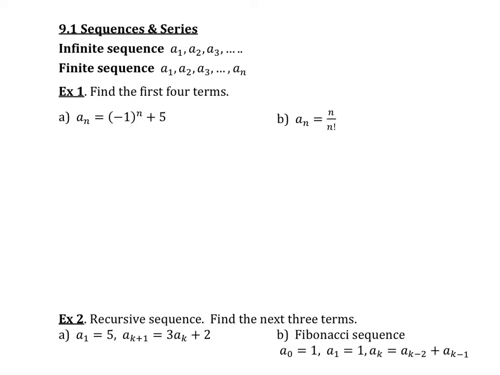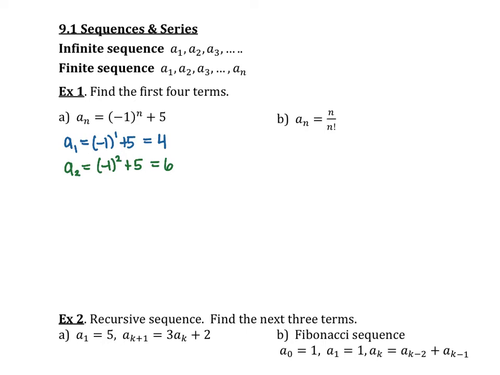Okay, so for example one, we're just going to find the first 4 terms of the sequence as defined by this formula. And we assume that we are going to start with the first term on all these sequences unless otherwise indicated. Okay, so if I want to find the first term, I indicate that as A1. So n is 1, so negative 1 to the 1 plus 5, which is negative 1 plus 5, which is 4. So the first term is 4. Now the second term: negative 1 squared is positive 1, plus 5 is 6.